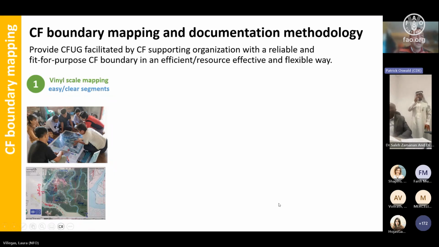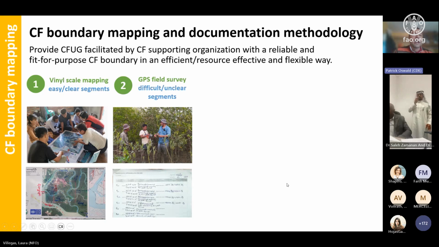Those boundary segments are very easily identifiable on those maps and are drawn and mapped there. In the same process, unclear segments, which do not follow natural features, or where the community maybe can't really remember where the boundary is, or where you have different versions of it, are also identified and marked for a field survey. For those segments which cannot be easily identified, you then have to have a GPS field survey. So basically, you have a standardized way where you mark your point.